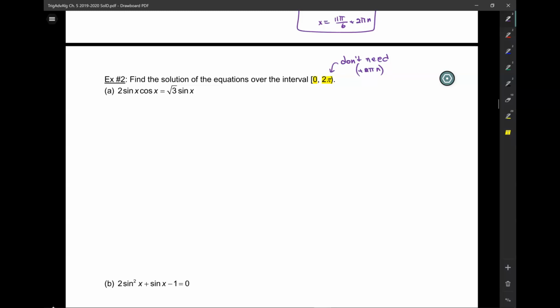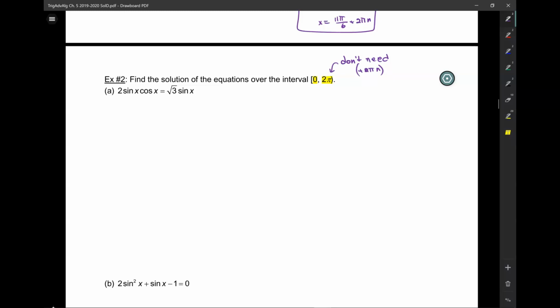All right, so let's take a look at this. In here, I have 2 sine x cosine x equals root 3 sine x. All right, so I'm going to take a poll here. What would you say the first step should be? Divide by 2 cosine. Or by sine? I mean by sine.